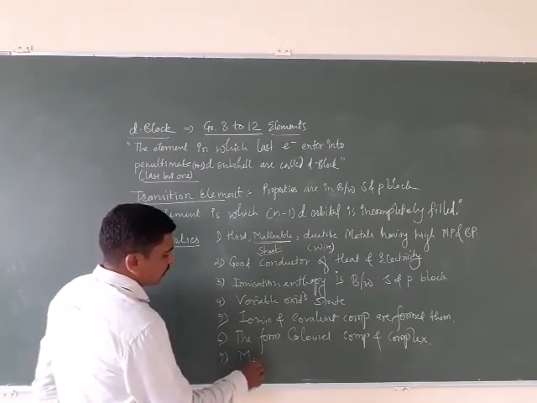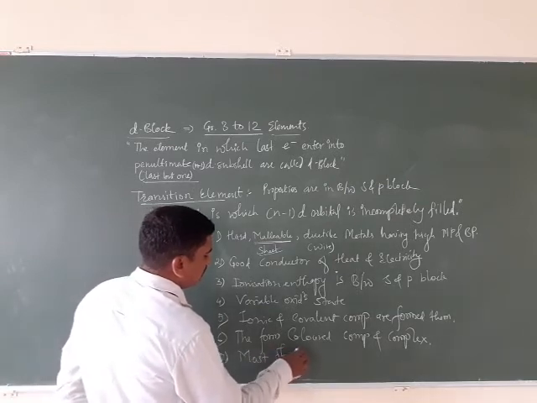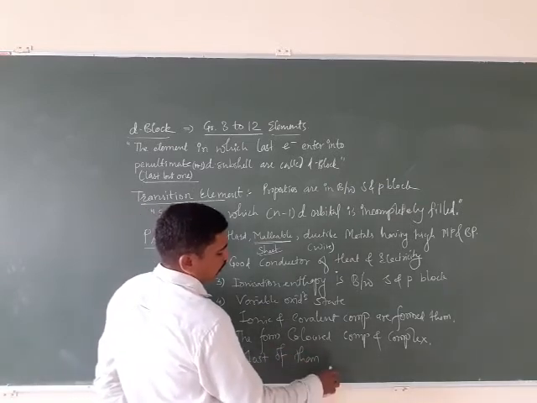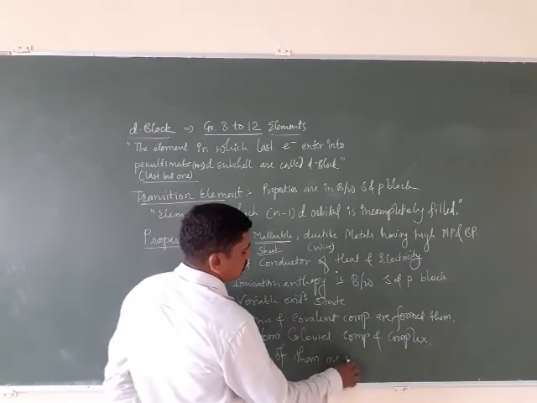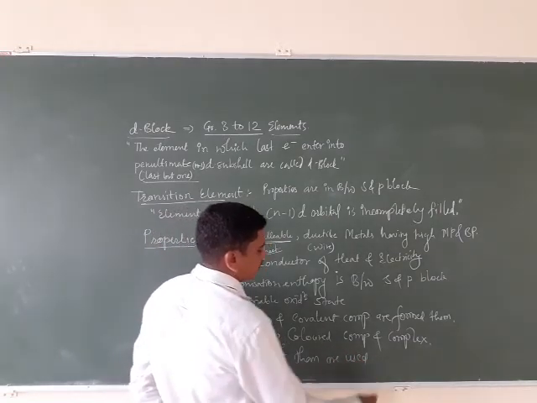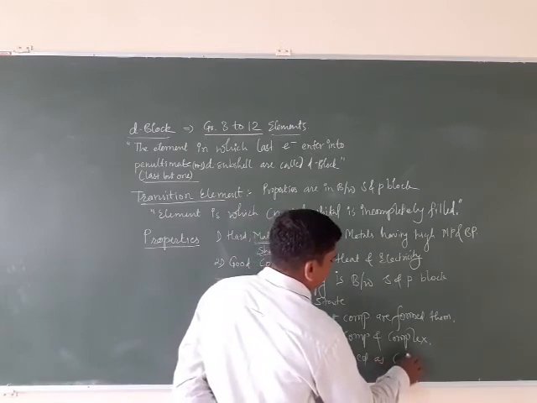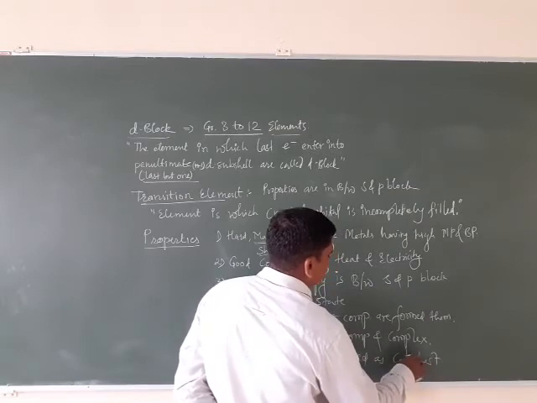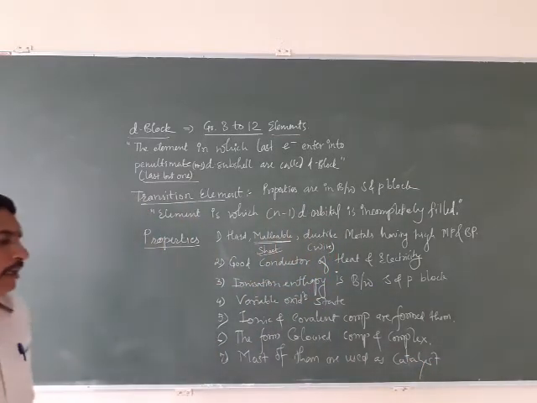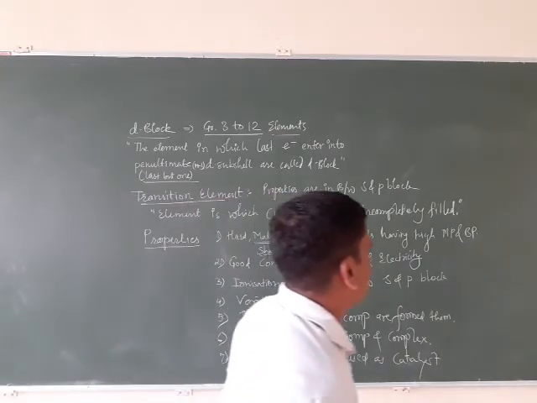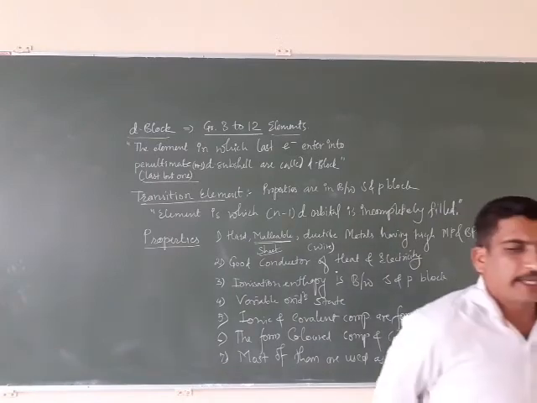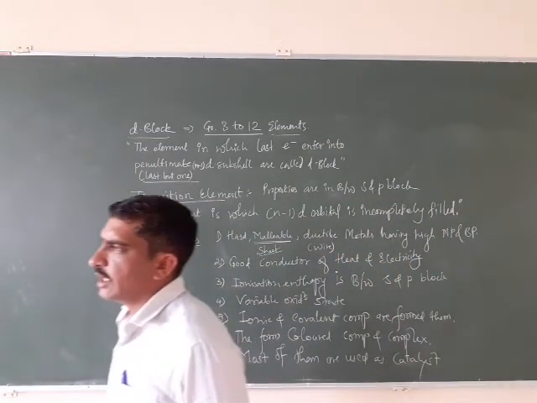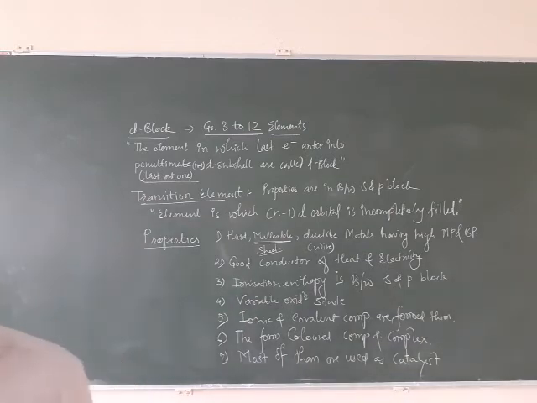Most of them are used as a catalyst. What is a catalyst? A catalyst is any substance which increases the rate of a chemical reaction. So most of the D block elements have the capacity to alter the rate of reaction, and that's why they act as catalysts.